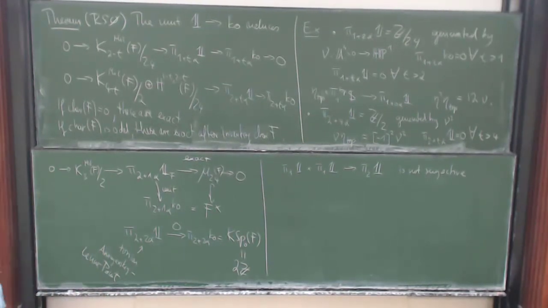Then I should make one comment. I didn't really introduce this, but you can think of this as the F points of a sequence of Nisnevich sheaves. And by Morel's theory of strictly A1 invariant sheaves, at least for a perfect field, we in fact get exactness as sheaves, as Nisnevich sheaves, not just on the global sections. But this is just a side remark.